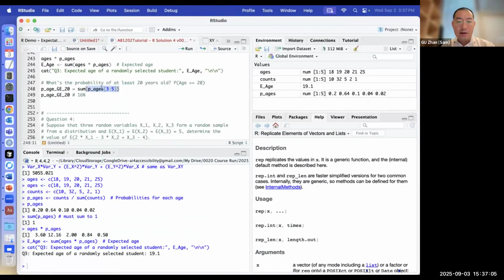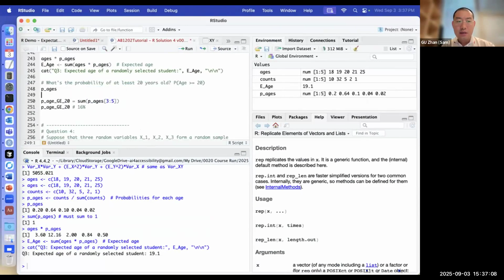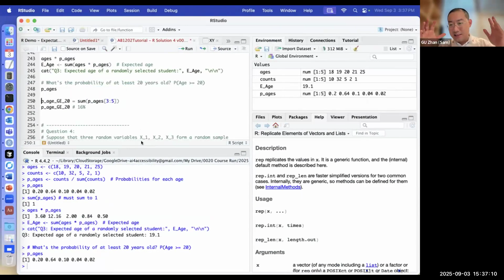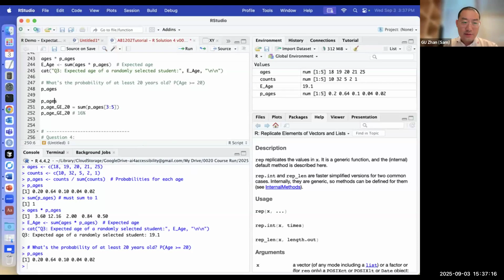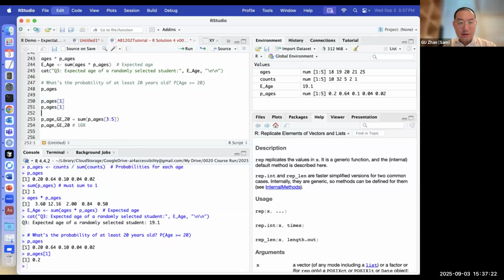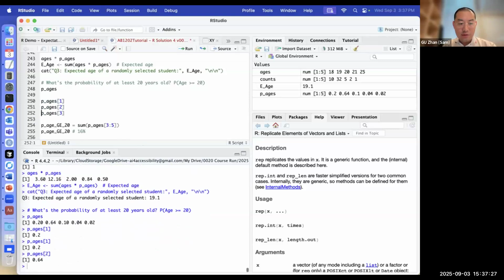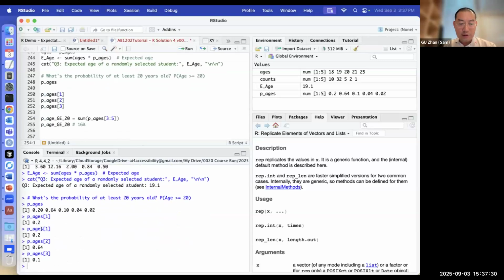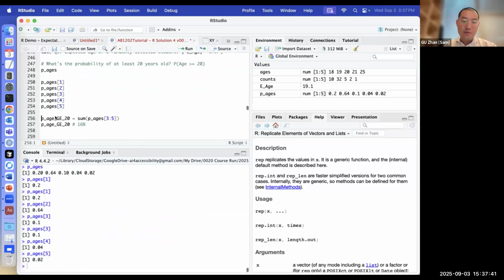So you have a look at the probability here, it is basically to teach you how to run a subset of the variable. So 1, 2, 3. You want the last three. So the probabilities are 0.2, 0.2, 0.64, 0.5, for 1 to 5. So in total, you have 5 numbers, 3, 4, 5. You want to add 0.1, 0.04, and 0.02, right?